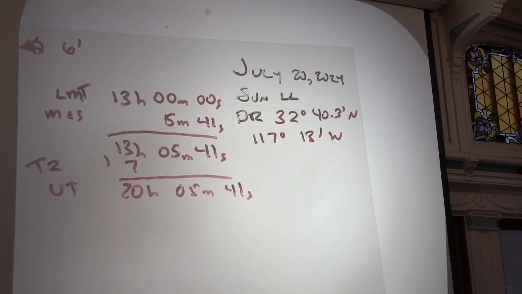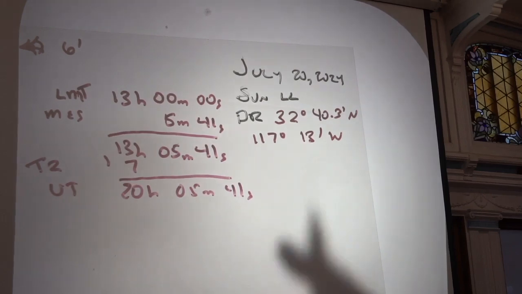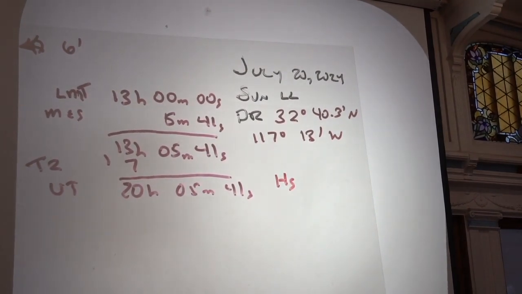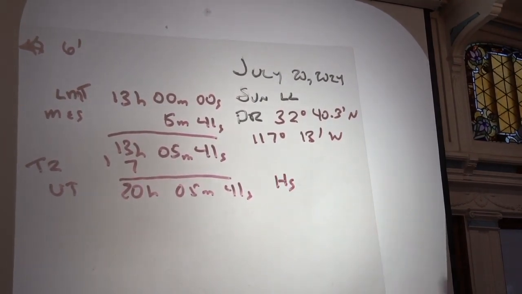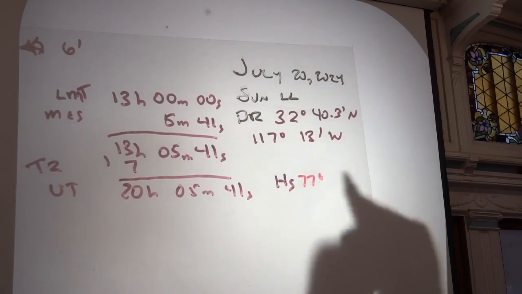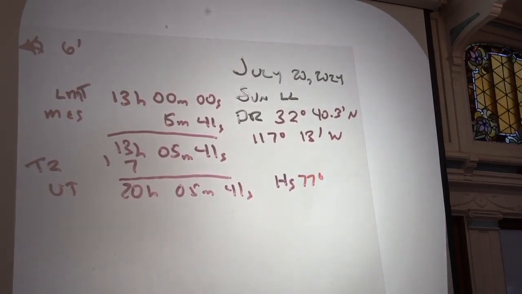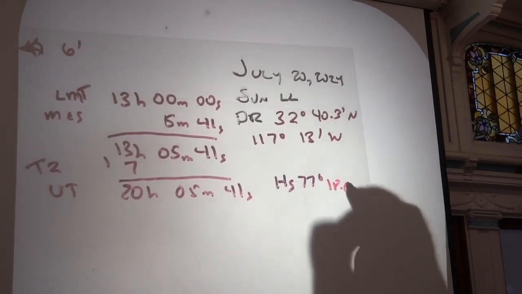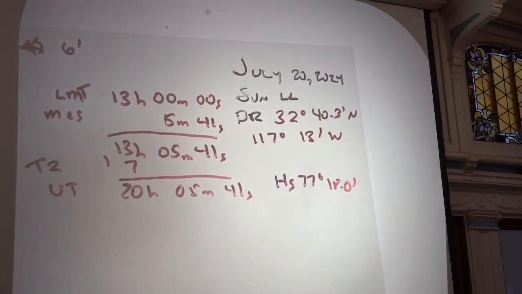Okay, so the next step, sorry, there is one element of basic information yet. We actually have to have the HS. So what did the sextant read? HS was 77 degrees, 18.0 minutes. Okay, so that was the HS.